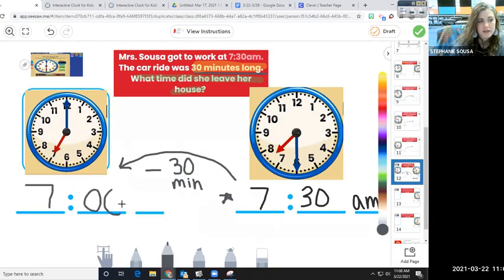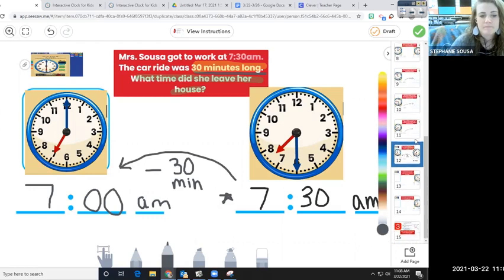7, and we didn't cross over that 12, so it is still a.m. Okay, 7 a.m. is what time I left my house, so we went backwards. Okay. I gave you hints for your independent work on 9, 10, and 11. I want to give you some hints on your independent work for 13 and 14. So let's take a look at them. I'll give you another moment to get your clock on there and to write your time, and then we're going to look at some hints.